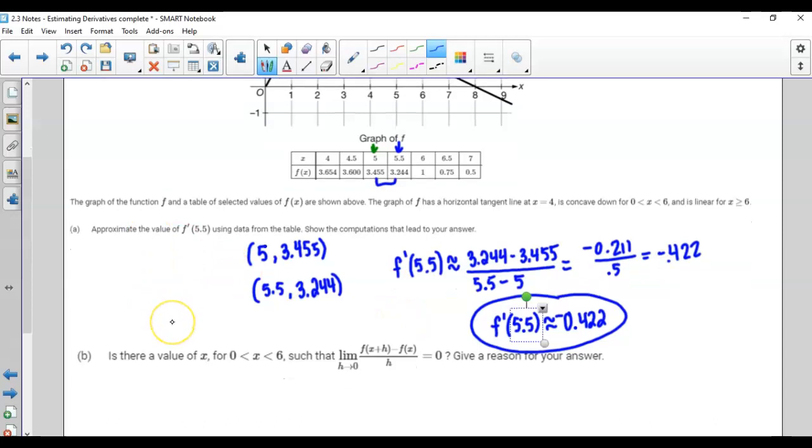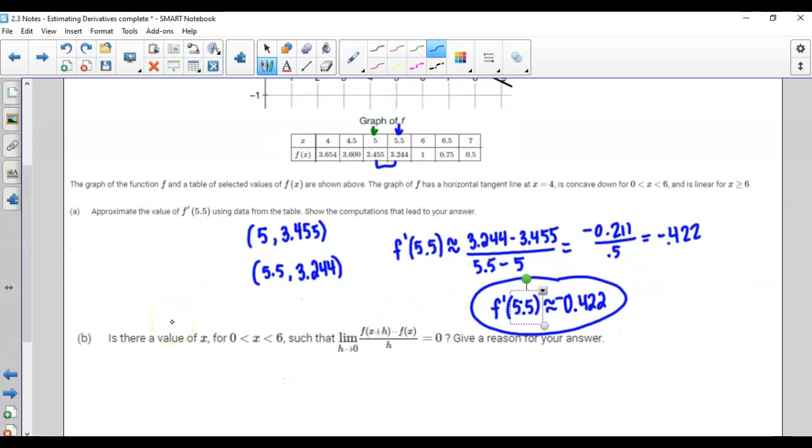Next, it says, is there a value of x for 0 less than x less than 6 such that the limit as h approaches 0 of f of x plus h minus f of x over h equals 0? Give a reason for your answer. It asks for this limit here, and what they're really wanting to make sure you know is that this is your limit definition of a derivative. So this would be f prime of x. They're really asking you, between 0 and 6, is there a value where the derivative equals 0?